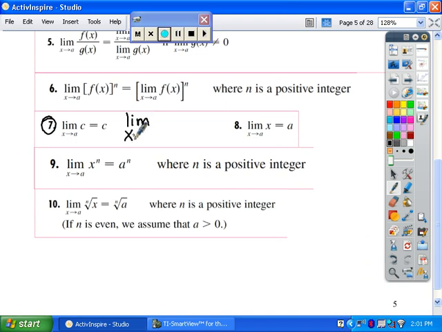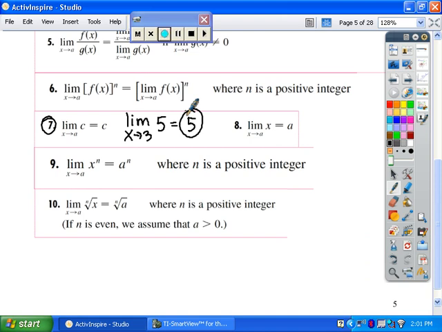Just make sure we got this one down. If you take the limit of 5 as x goes to 3, what would that equal? 5. Just 5. And that has to do with the fact that 5 is a horizontal function. It's a horizontal line. So no matter what x approaches, the limit's going to equal 5.